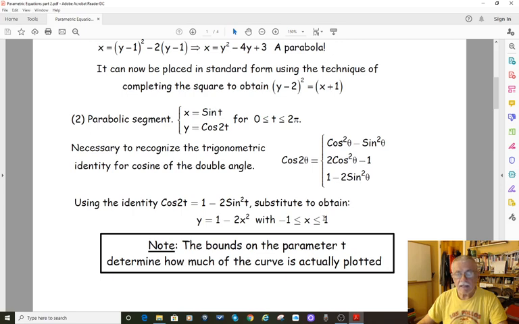Okay, so just a note, the bounds on the parameter t determine how much of the curve is actually plotted. So that's why it's necessary here to come up with a domain, because otherwise if we just wrote y equals 1 minus 2x squared, that would imply that x could be anything that is permitted. That's the general rule if you don't see a specific domain.